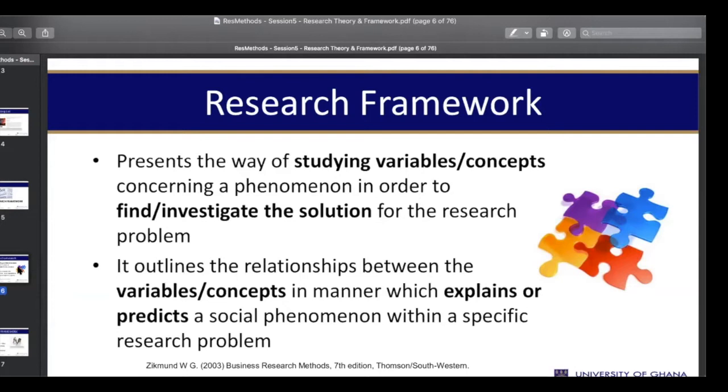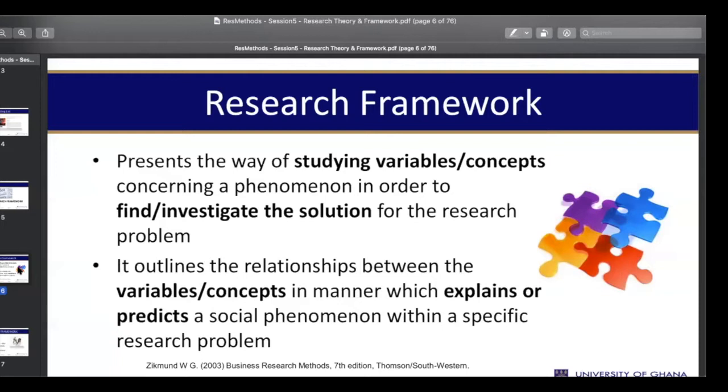Okay. So now the research framework is not doing L times B just like that. It's actually telling you the relationship between the concepts in a manner that can predict the social phenomenon. So supposing your land was going to be triangular in shape, you can't use L times B. You may have to use what? Half base times height. I hope you understand what I'm trying to say. Supposing your piece of land was even trapezoid, you have to use a different formula to arrive at the area of the land.